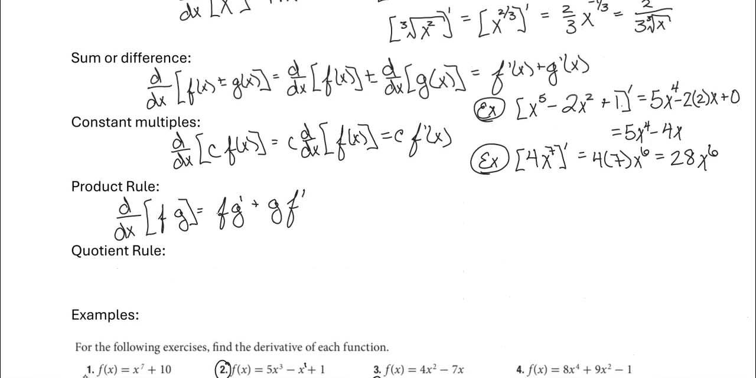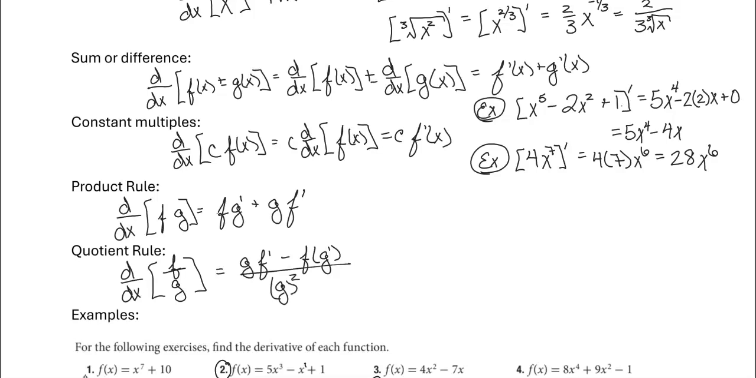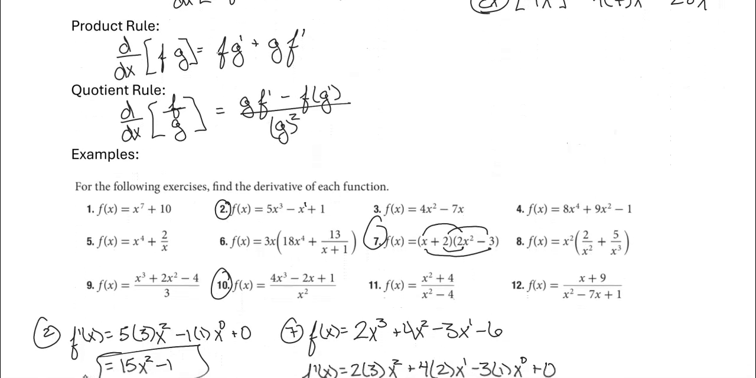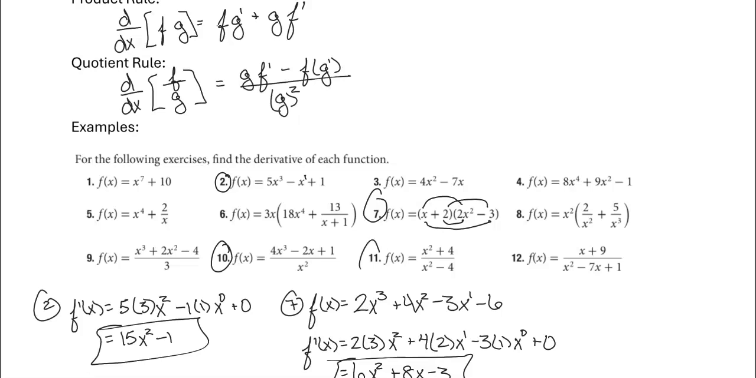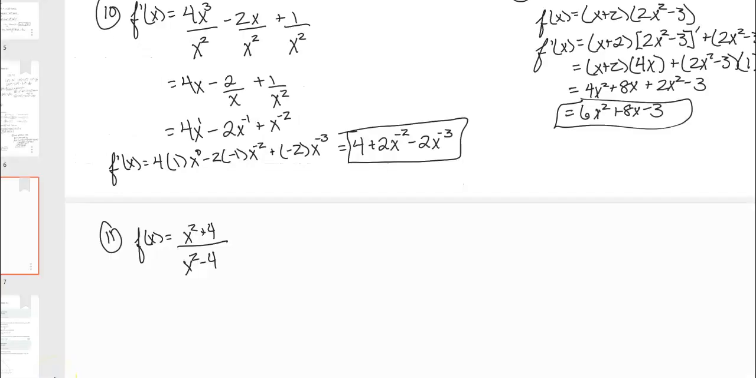Quotient rule. Quotient rule says we want to take the derivative of a quotient, so I'll use f and g again. It says it's bottom times derivative of the top minus top times derivative of the bottom all over the bottom function squared. And that's how we would take the derivative of something like number 11. So for 11, we've got x squared plus 4 over x squared minus 4. So to find the derivative, we're using the quotient rule.